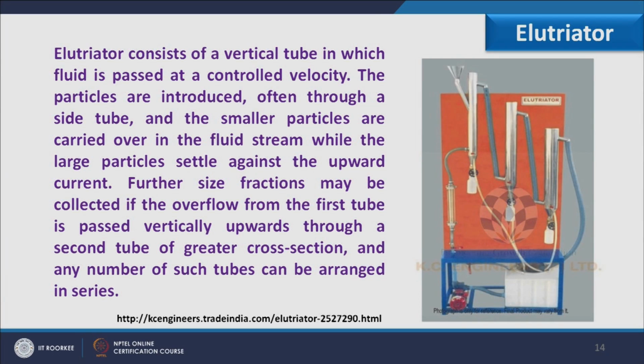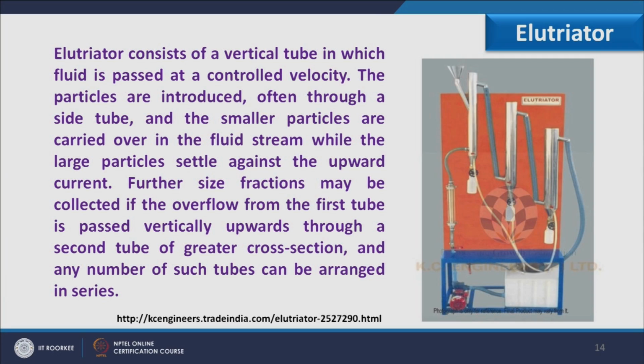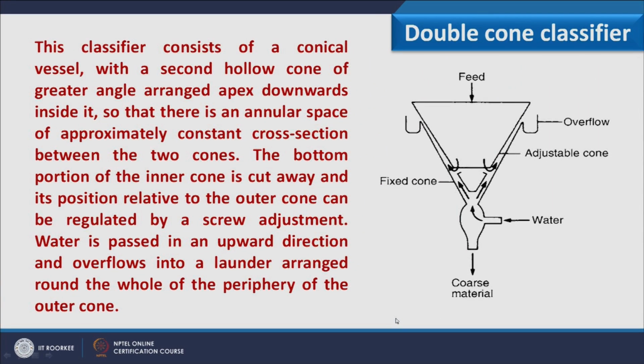So, further size reduction may be collected if the overflow from the tube is passed vertically upward through another or subsequent tube of greater cross sectional area. In this way we have different cylinders in the series, and separation is possible purely based on their size and density, because then only the terminal settling velocity of the mixture is affected. More on this you can study in this link. So, that is the Elutriator.